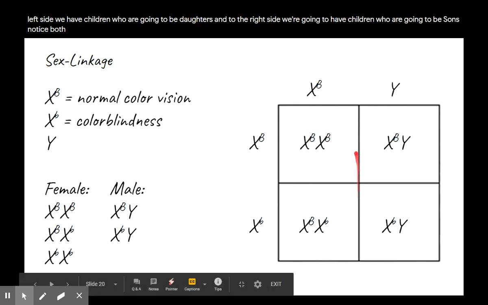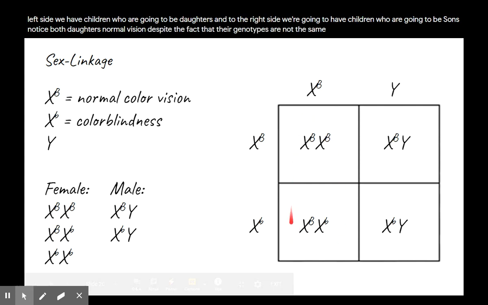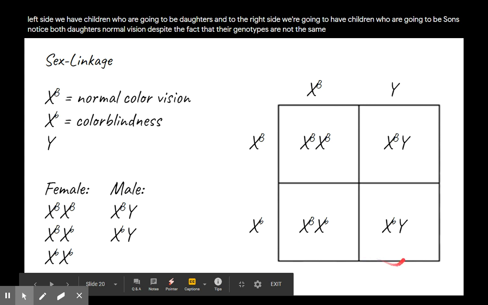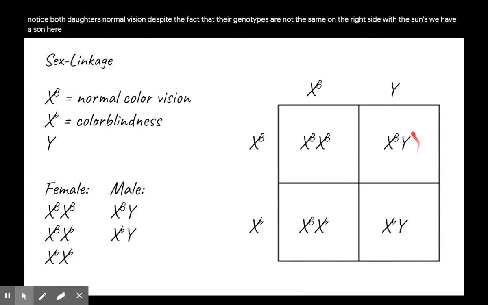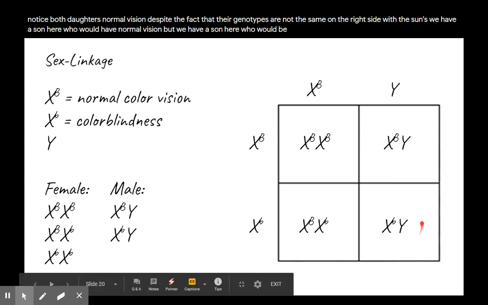Notice both daughters, normal vision. Despite the fact that their genotypes are not the same, they both have a phenotype of normal vision. On the right side with the sons, we have a son here who would have normal vision, but we have a son here who would be colorblind.